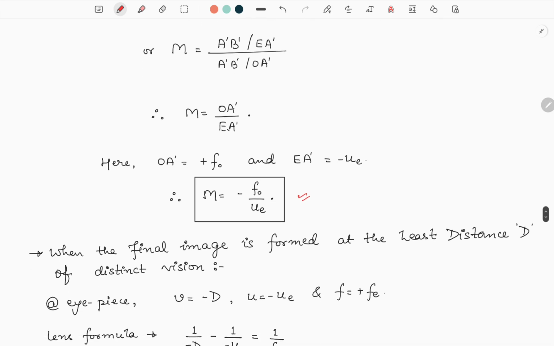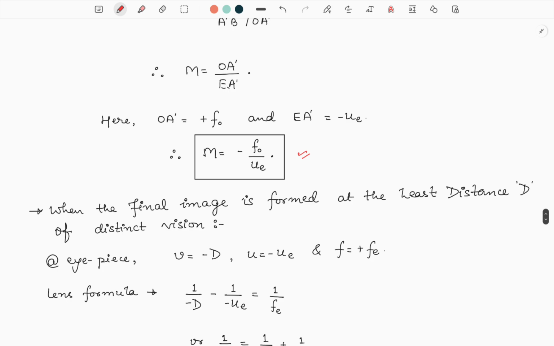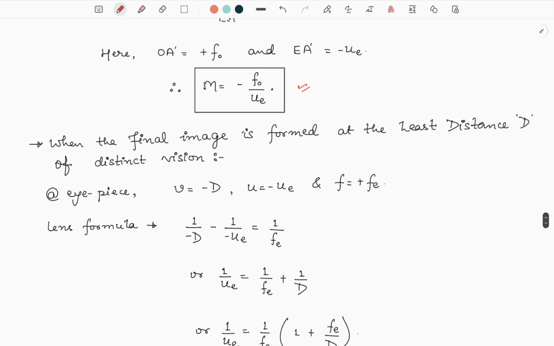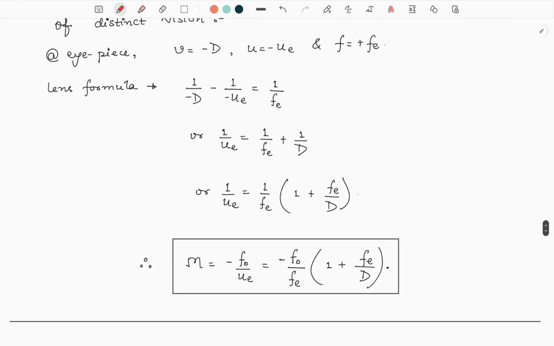When the final image is formed at the least distance of distinct vision, you can use another formula for magnifying power by using the eyepiece lens formula. So here if we use the lens formula for the eyepiece and use all the notations and proper sign convention, you can get f naught upon UE as minus f naught by Fe into 1 plus Fe by d.